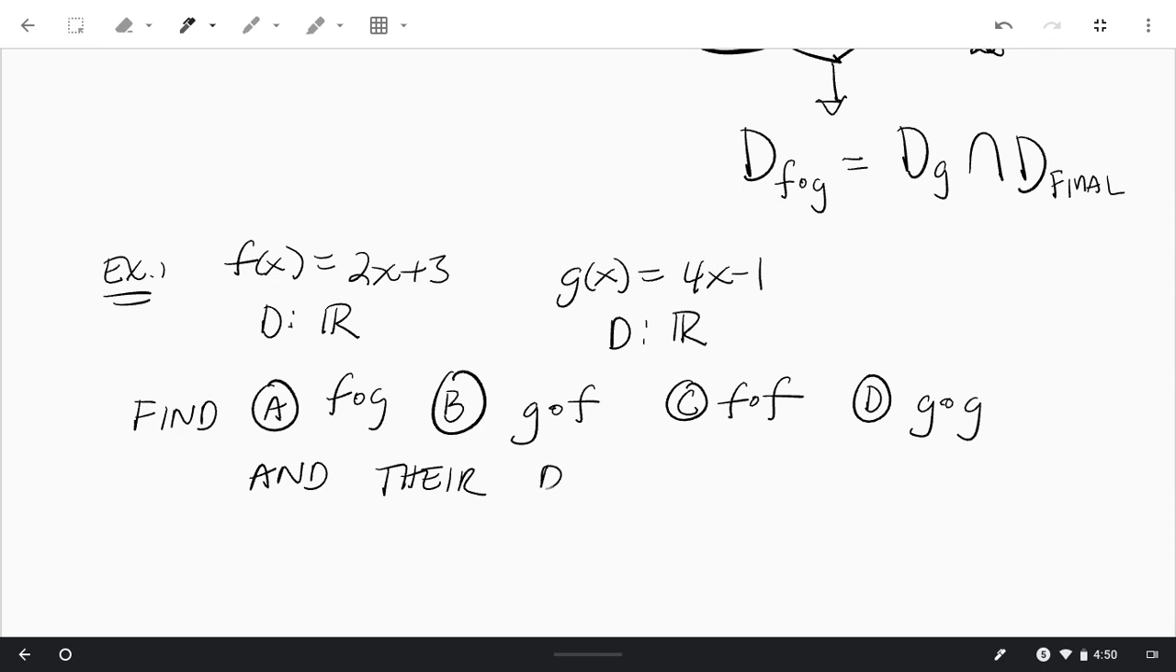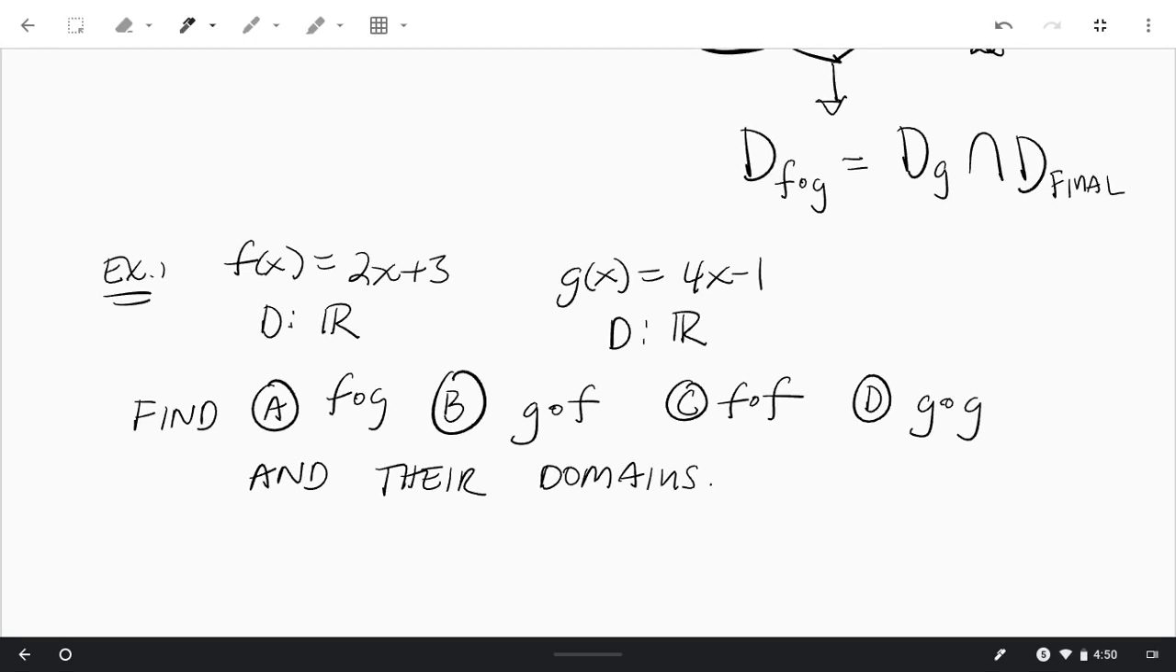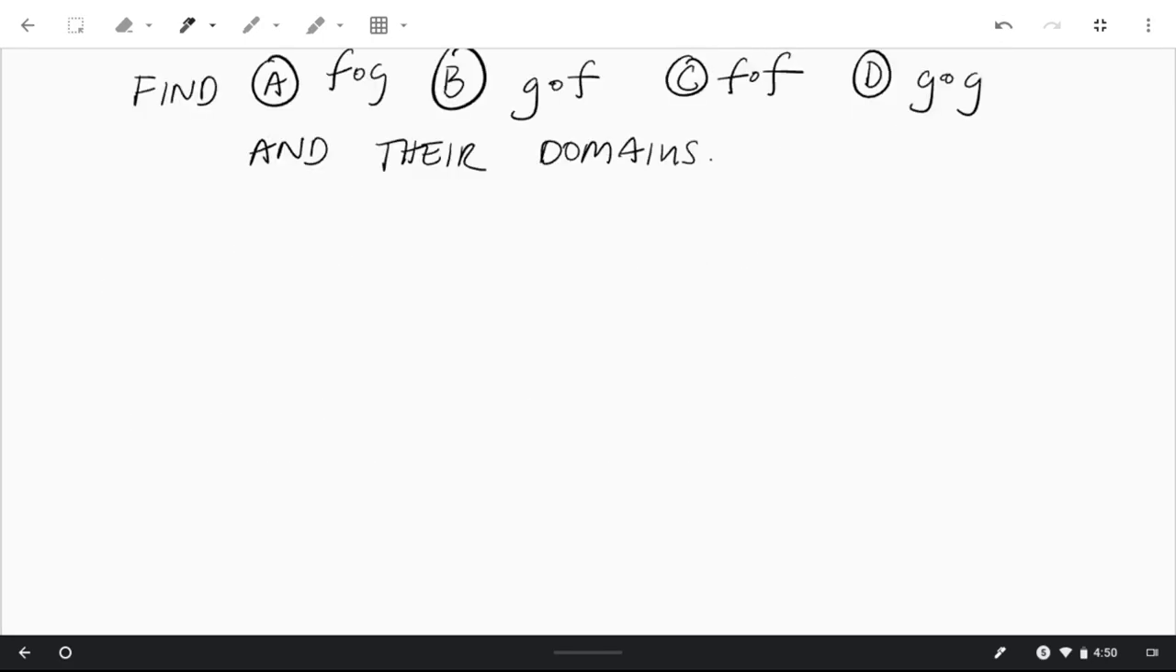All right, so this is starting to slow down. Okay, so up, up, there we go. All right, so let's start with the first one, f circle g.